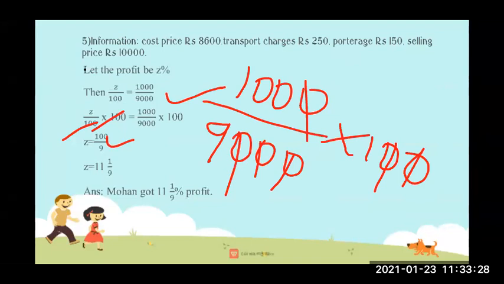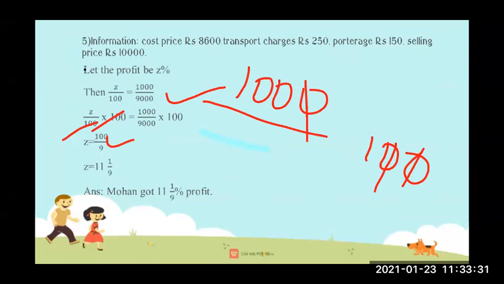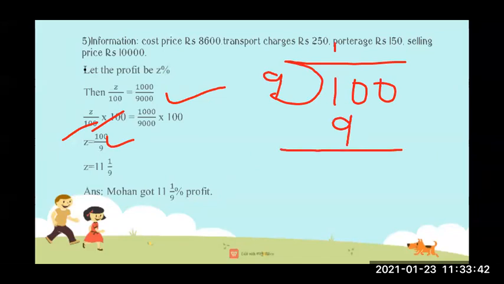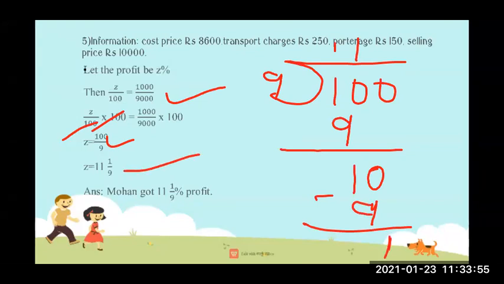So 100 upon 9, we have to divide that 100 by 9. See here 100 should be divided by 9. So 9 ones are 9. 10 minus 9 will be 1. 0 we will carry down. It becomes 10. Same, 9 ones are 9. 1 is going to remain. So what will be our answer? Our answer will be Z equal to 11 1 upon 9. So Mohan got 11 1 upon 9% profit.